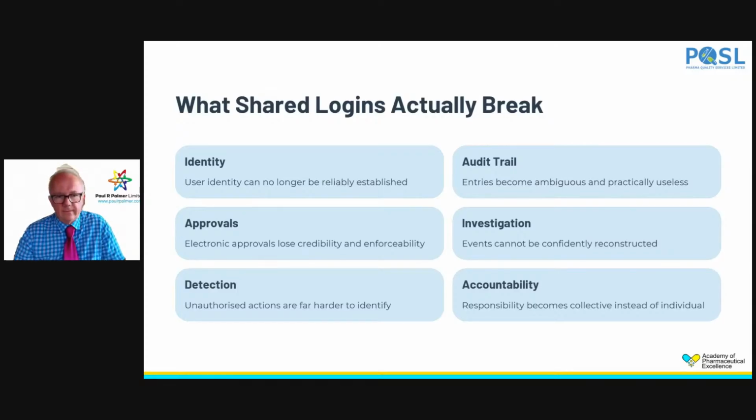Not acceptable. Audit trails. Audit trails, when you don't have identity, are pretty useless, really, because they're ambiguous. It could be anybody on the list. When you perform an investigation, you want to know that the events can be reconstructed, that who did what, when, where, how, why. Without identification, you can't do that. And then we talked about accountability. If responsibility is a collective instead of an individual, well, it's probably not going to be something that you can enforce.